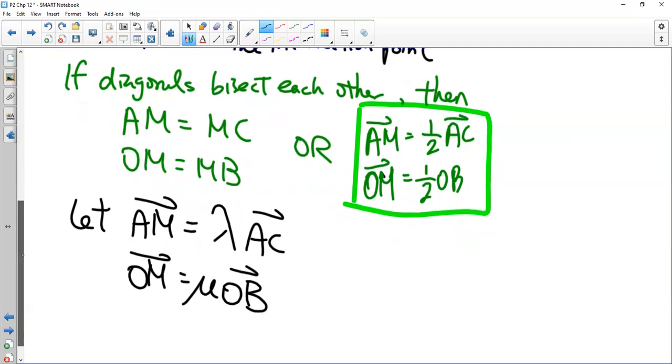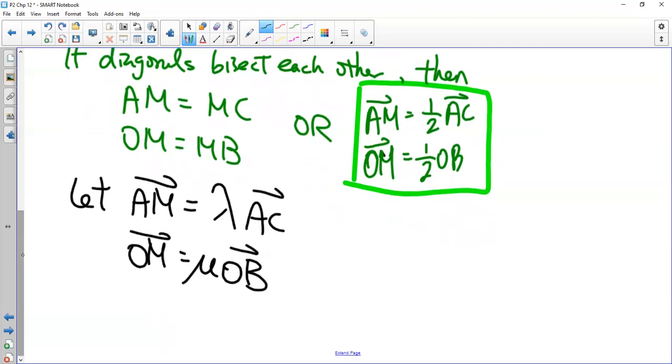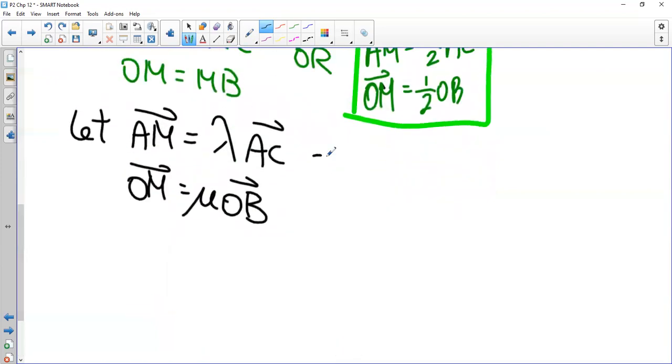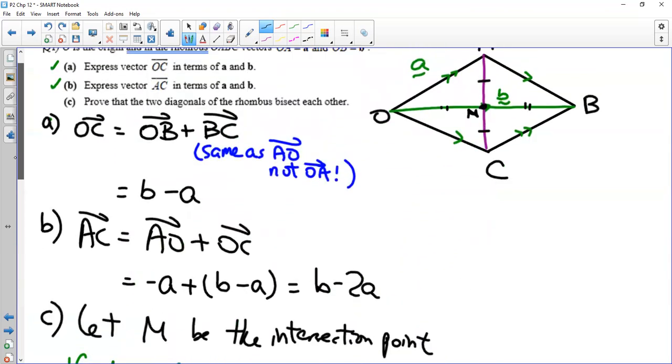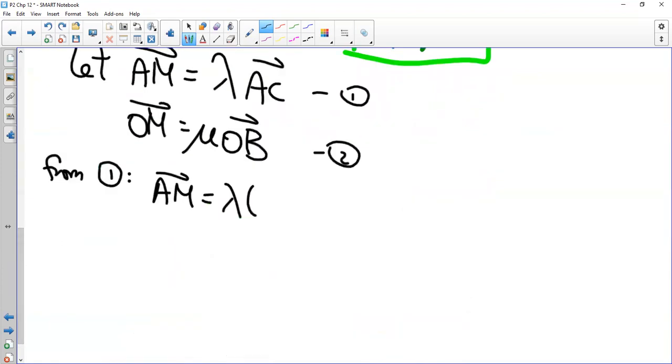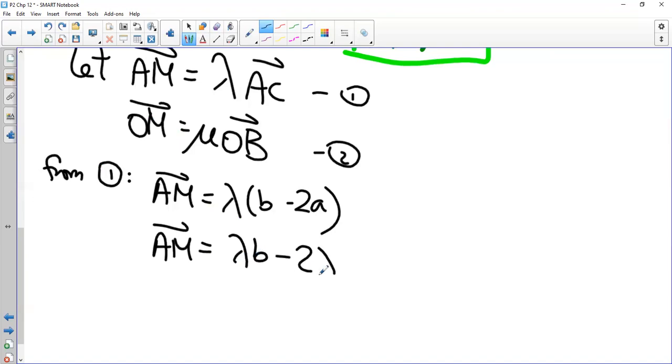So in here, we let AM equal lambda AC. I'm going to make this equation 1 and equation 2. From equation 1, AM equals lambda AC. We do know what AC is, because we've done this in part B. AC is B minus 2A. Just going to slightly expand it: lambda B minus 2 lambda A.